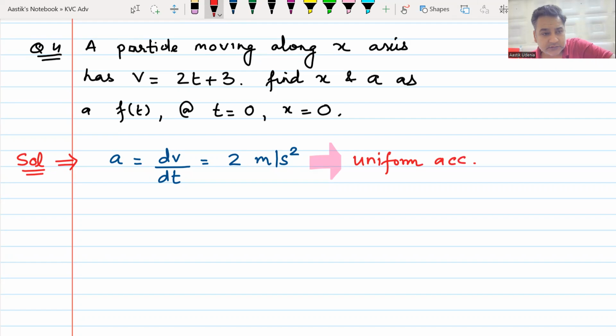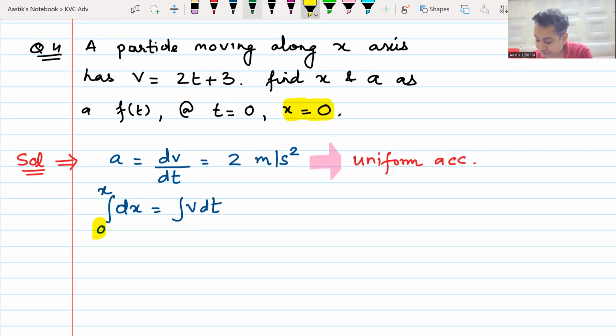Everyone got this answer? Shruti, Anjali, Chandrika, Kaushik, Shrihit. Yes, sir. Then the next thing is to find out the displacement or the position of the particle as a function of time. So integral of dx would be integral of v dt. I've explained how we have got this. x varies from 0 to x because at time t equal to 0, x is given as 0, and therefore we have 0 as the lower limit. Time starts from 0, therefore the lower limit of time is also 0. I hope you understand this.